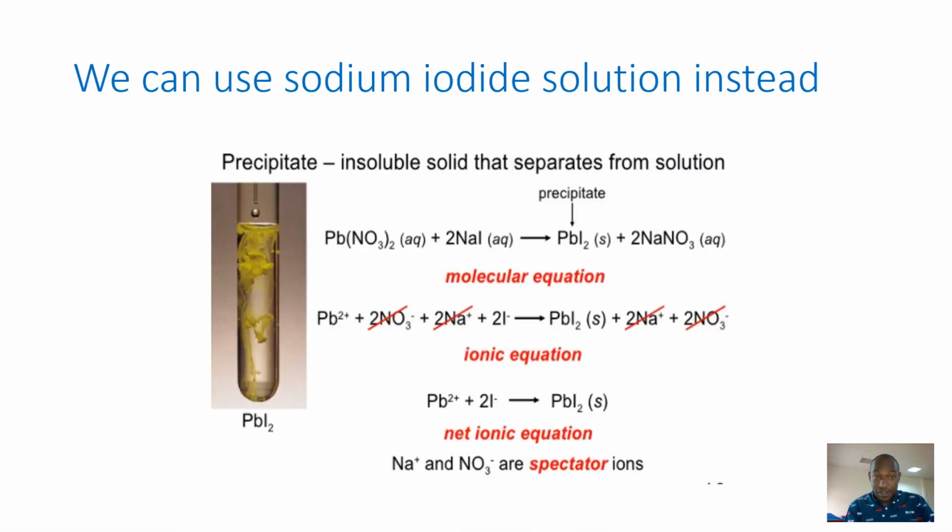We can see another example. But here, we're going to use a solution of lead nitrate and the sodium iodide solution. So, the sodium iodide gives us the iodide ions, lead(II) nitrate solution gives us the lead(II) ions to form lead(II) iodide, again which is the yellow precipitate as seen in the picture on the left of this slide.